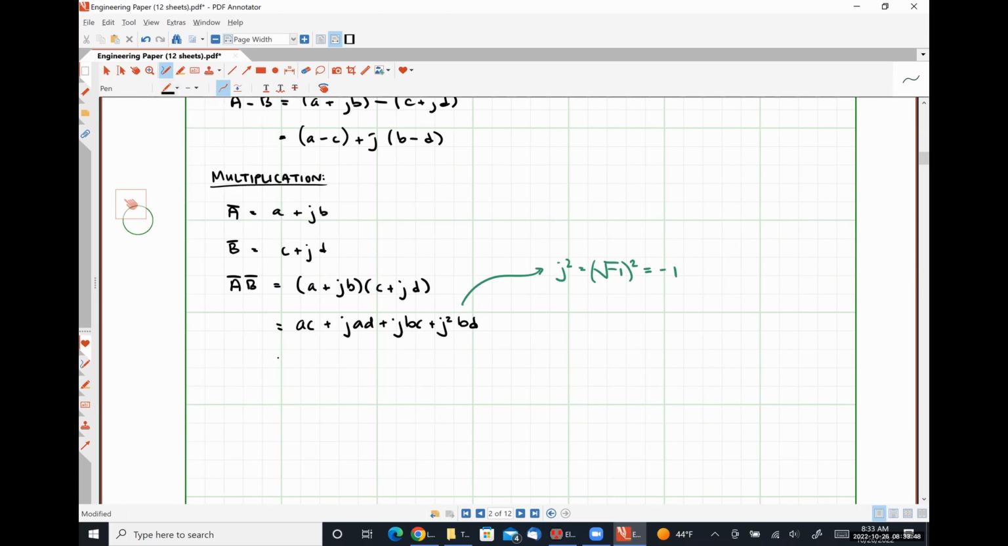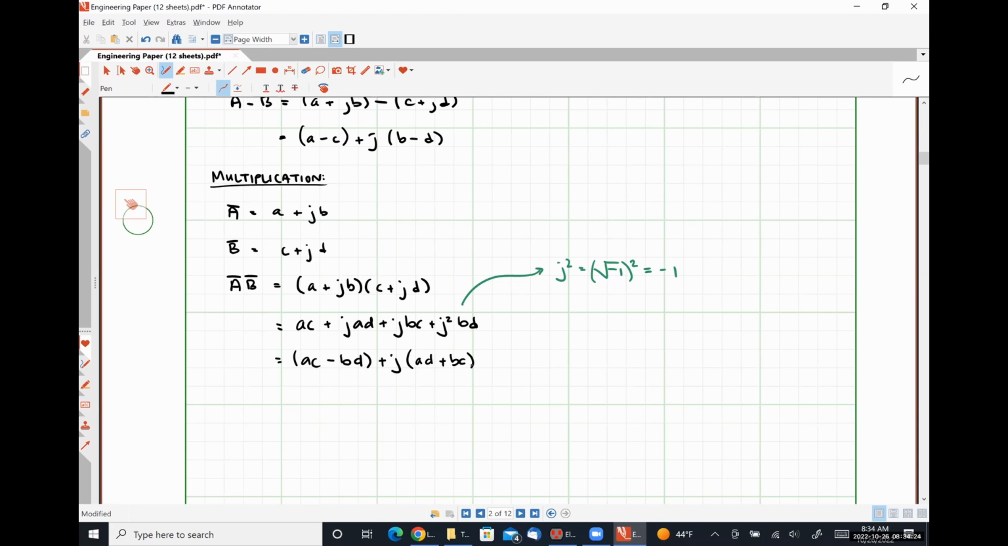So this means we will have ac minus bd as the real part of our resultant, plus j(ad plus bc) as the imaginary part of our resultant. Okay. So that's what multiplication looks like with rectangular form complex numbers. Not wildly difficult by any stretch of the imagination, but it can be a little tedious.